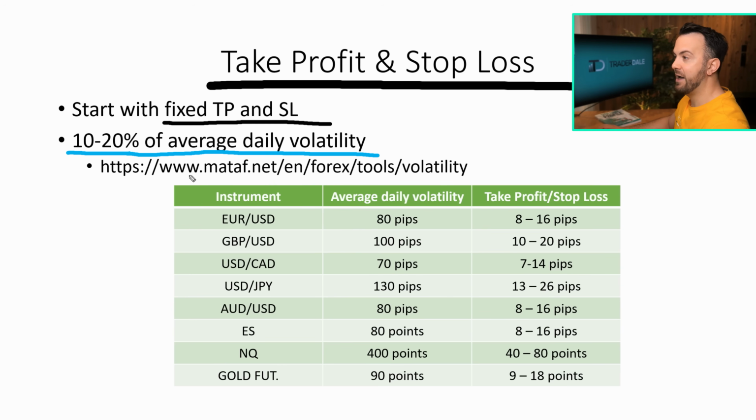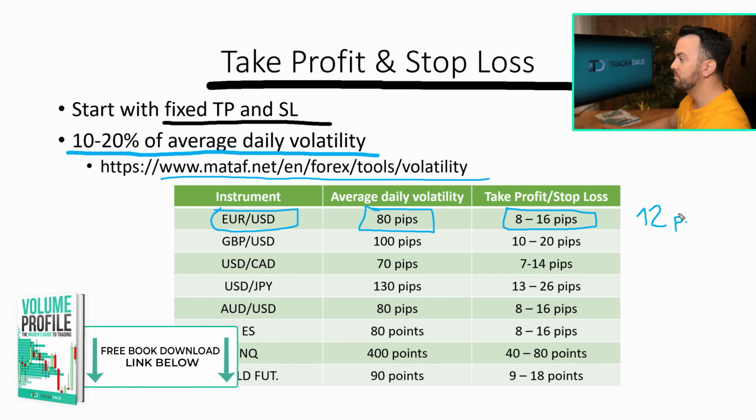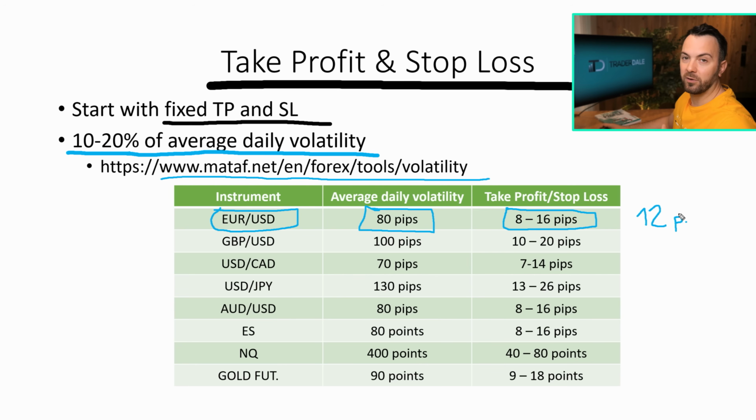You can find the average volatility on this website. What I made here is just a little table where you can find the most popular symbols. So for example, for the euro dollar, currently the average daily volatility is 80 pips. That means that your take profit and stop loss should be between 8 to 16 pips. If you want to go for the middle value, then it will be the 12 pip take profit and 12 pip stop loss, okay? Because you are using the same amount of pips for your take profit and stop loss, that means that you are trading with risk reward ratio 1.